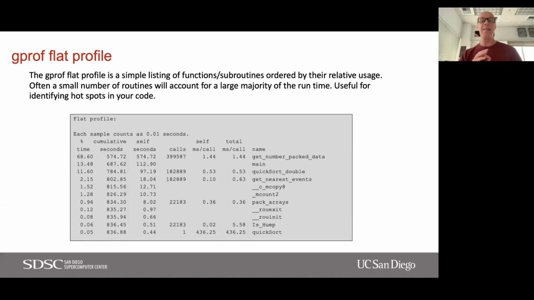So getting back to this example, again, from an area called flow cytometry, I ran this on the application, and I found right off the top that there were a few routines, in fact, three routines that accounted for the majority of the usage. There was something called get number pack data. There was main, the main function, and then finally quick sort double. So you don't have to worry about what these do, but for now we're just going to focus on these top three.